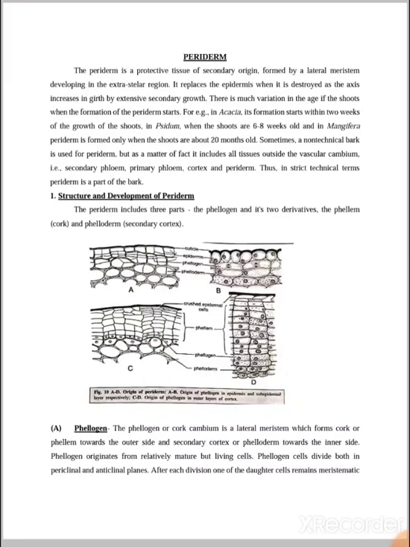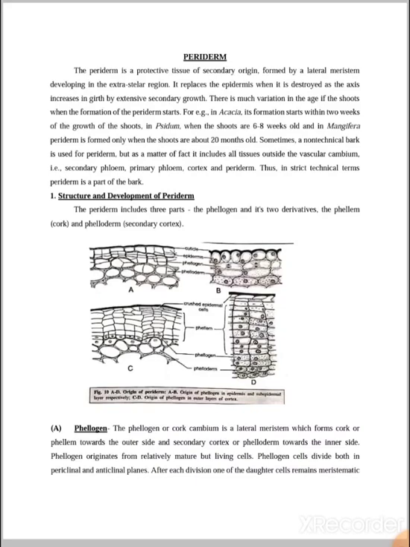Structure and development pattern of periderm. The periderm includes three parts, divided in three regions: the phellogen and its two derivatives, phellem and phelloderm. We first study phellogen. The phellogen or cork cambium is a lateral meristem which forms cork or phellem towards the outer side and secondary cortex or phelloderm towards the inner side.